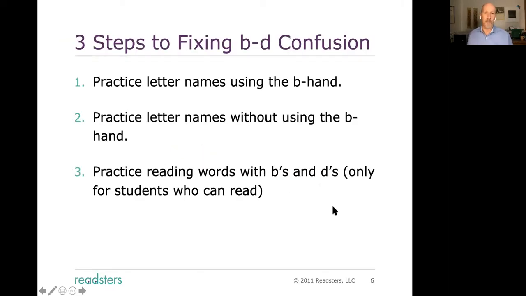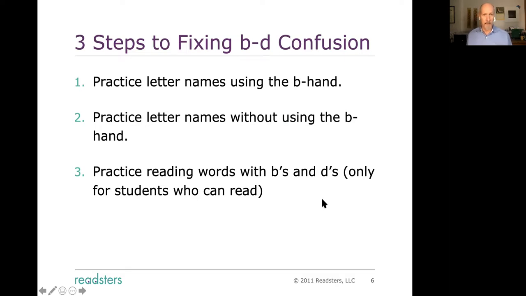To fix the problem, we have 3 steps. Actually 4 if you want to include the introductory step. The introductory step is we teach the students about their B hand, which is going to be their anchor. And then we have them practice reading letters or naming letters, randomly mixed letters with lots of B's and D's scattered in. And they use their B hand to check whenever they come to a B or a D. They compare it to the shape of their B hand, which I'll show you, and determine if it's a B or a D.